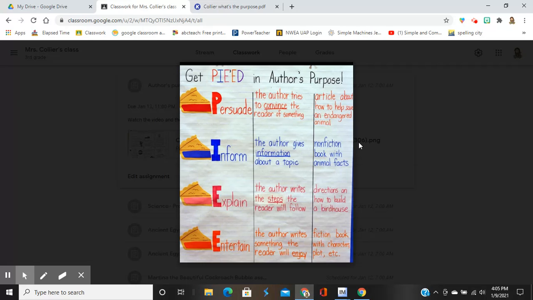When you're trying to persuade, maybe you try to persuade your parents to let you stay up later or to have an additional dessert. You're trying to convince them that's a good idea. So authors do that too.